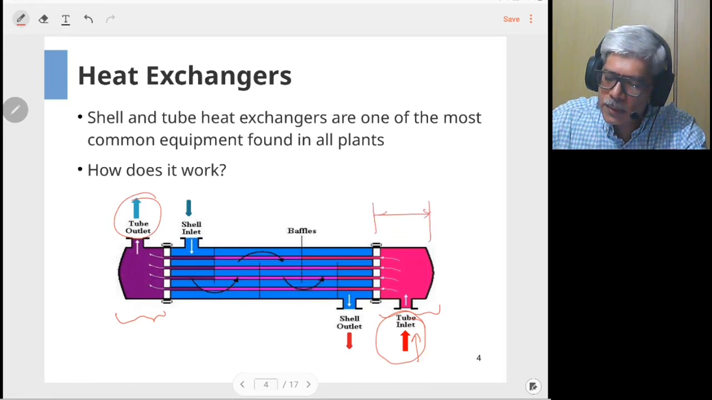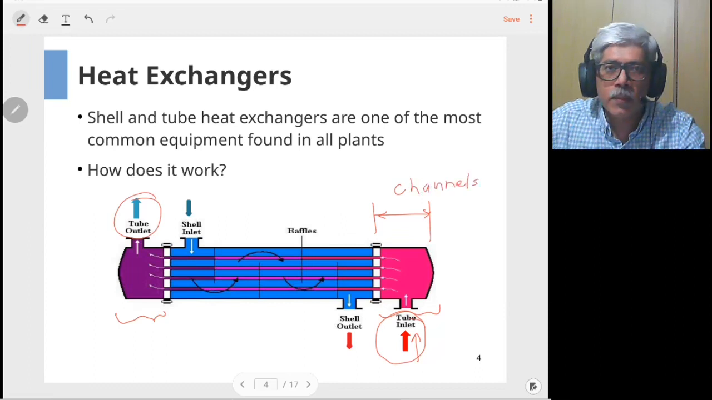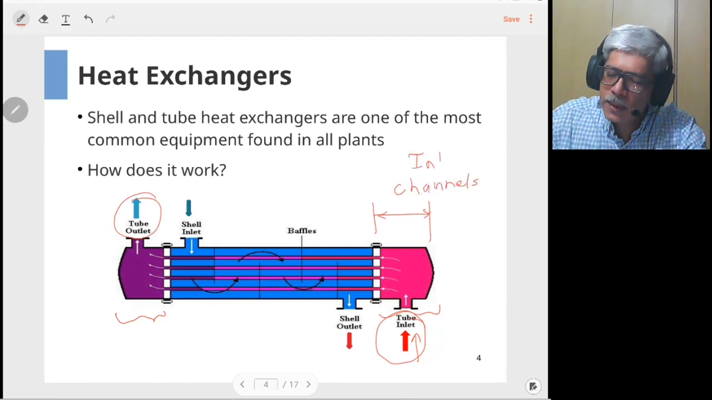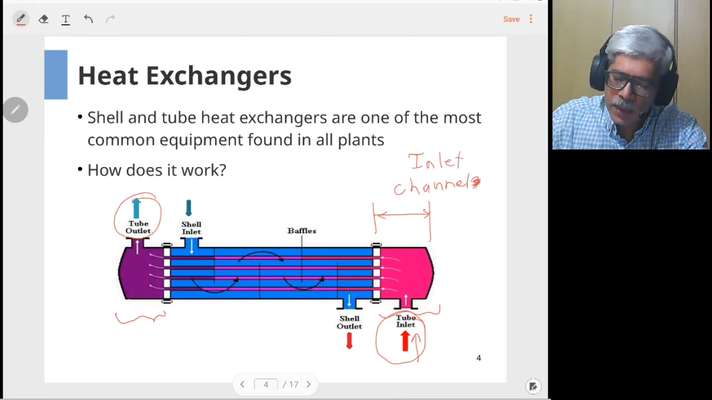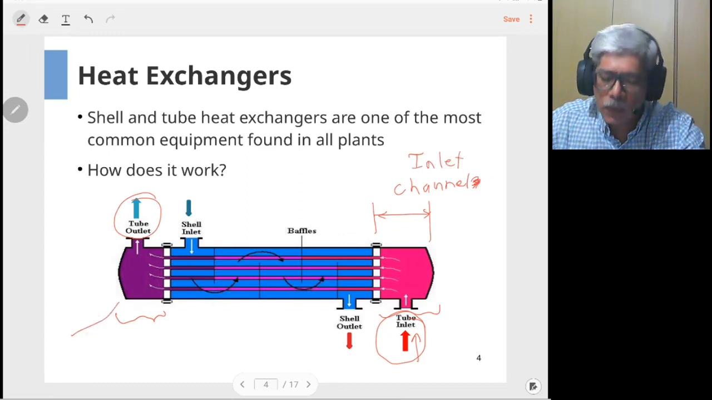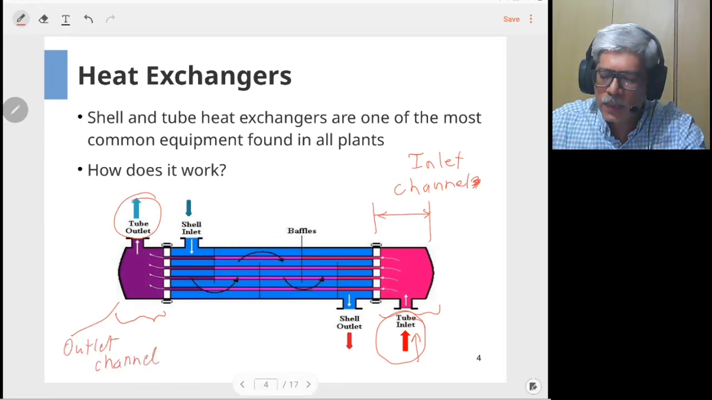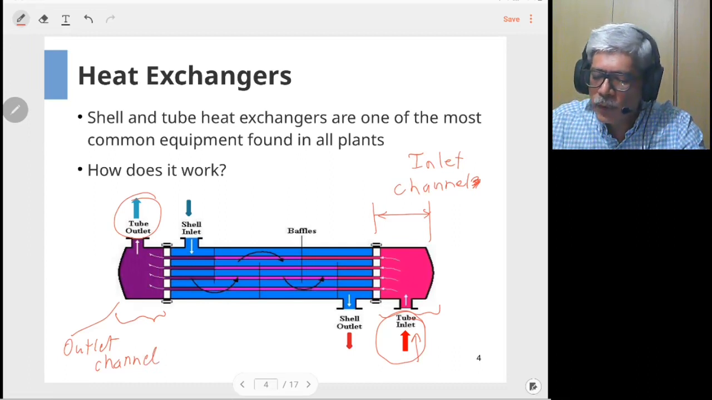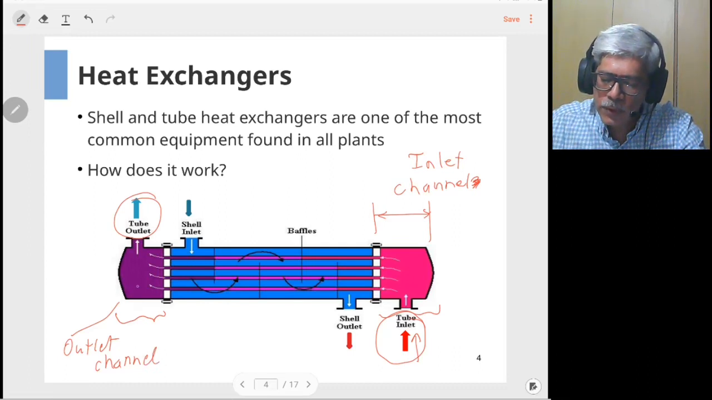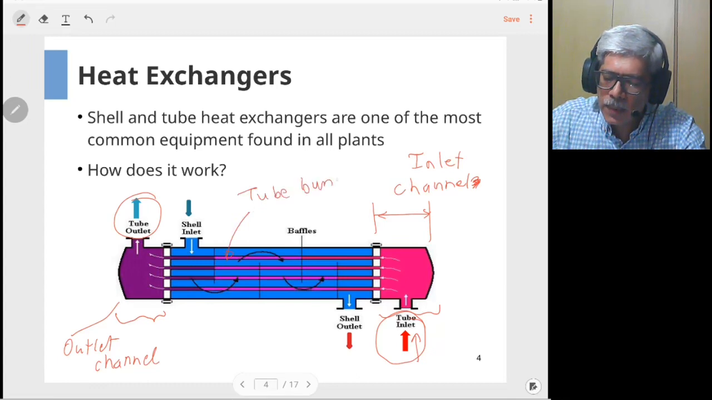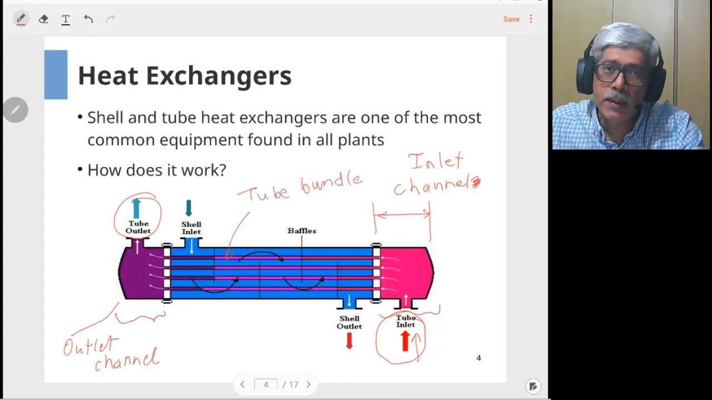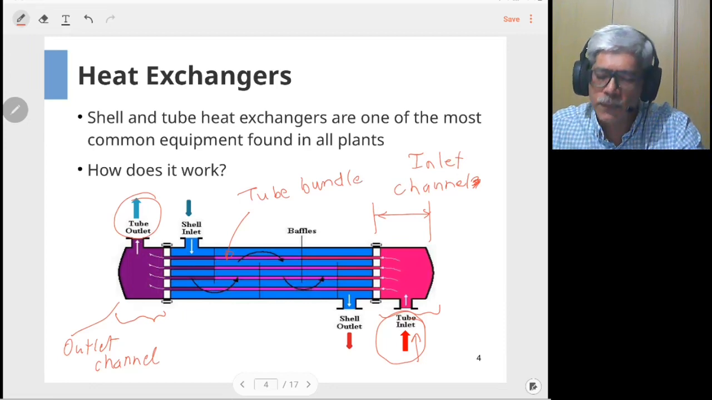The sections corresponding to tube side are called channels. So that is a terminology used. So this is the inlet channel, and the one corresponding to the outlet is known as the outlet channel. The fluid from the inlet channel flows to the outlet channel through the inside of the tubes. So there is a tube bundle, which is essentially the part which does the function of heat transfer.